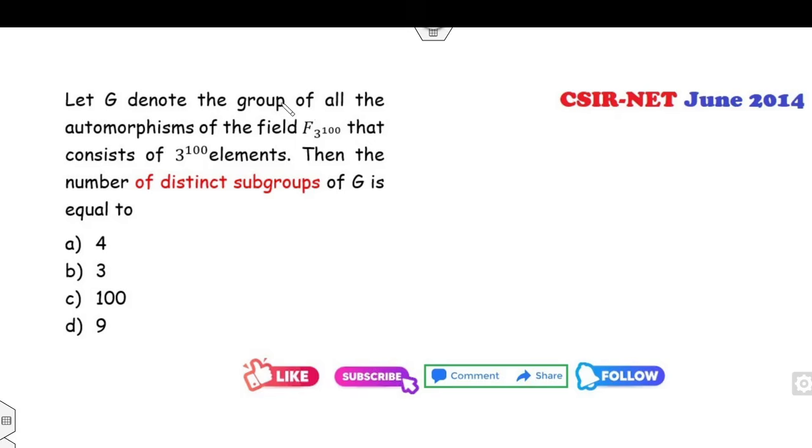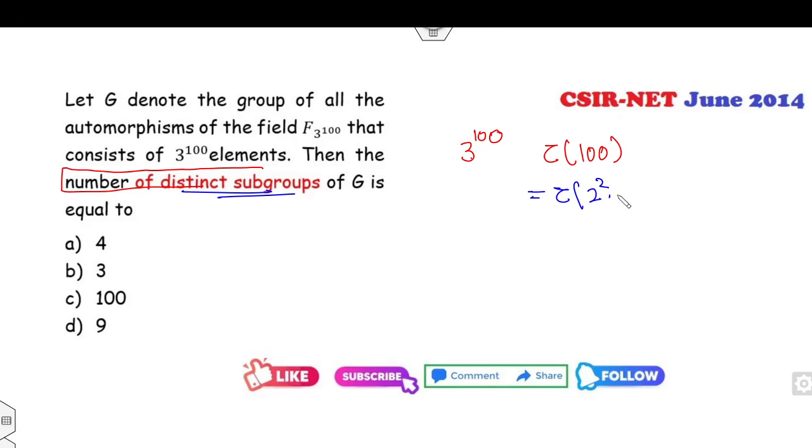Let G denote the group of all automorphisms of the field of order 3 raised to power 100. Then the number of distinct subgroups of this is again the same quantity, the same formula: tau of 100. It's p raised to power n, the number of distinct subgroups. 100 I can write as 4 into 25. So that will be 2 plus 1, 2 plus 1. So 3 into 3, 9 is the right answer of this problem.